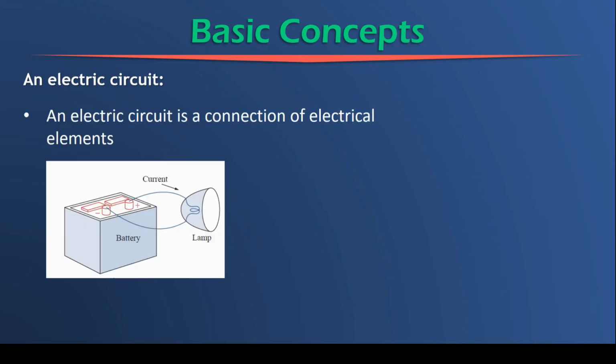So what is an electric circuit? An electric circuit is a connection of electrical elements. So as can be seen in the diagram below, we have a load, which is the lamp, and we have a source, which is the battery. So the battery provides energy in the form of voltage and current to the load, which is the lamp. And current will therefore flow in a passive sign convention direction, resulting in power being dissipated and energy being used over time through the load, which is the lamp.